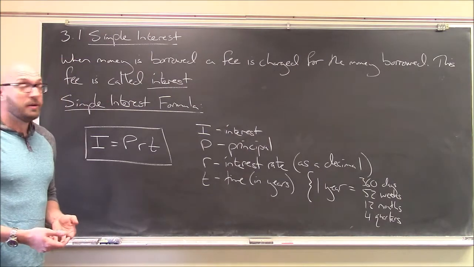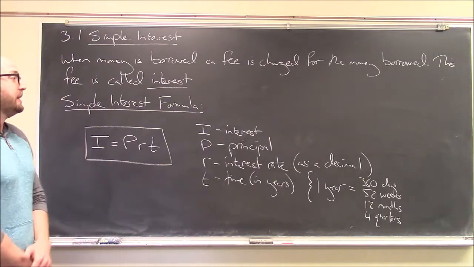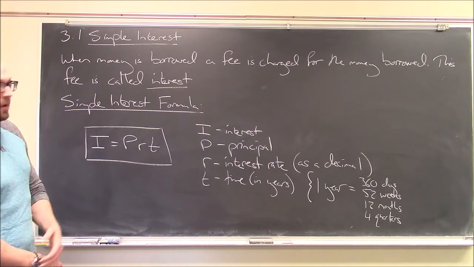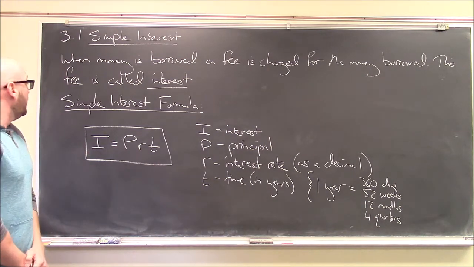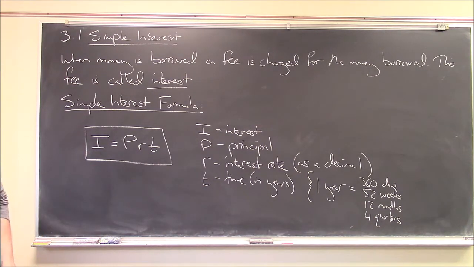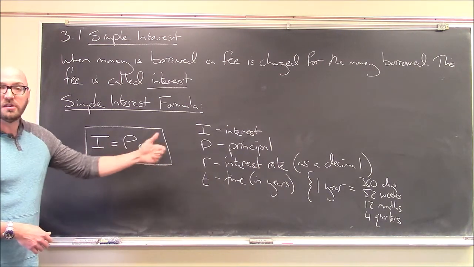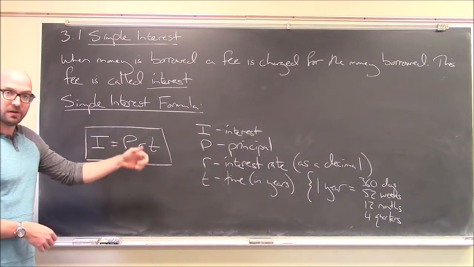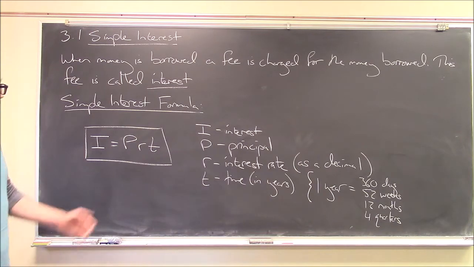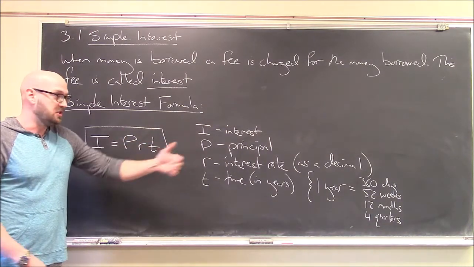When money is borrowed, a fee is charged to borrow that money, right? And this fee is, of course, called interest. So our first concept today, and really everything behind this whole section, is the simple interest formula, and it's a fairly simple formula. I is equal to PRT. So I is P times R times T, and I is the interest that you're paid, or interest that's due.